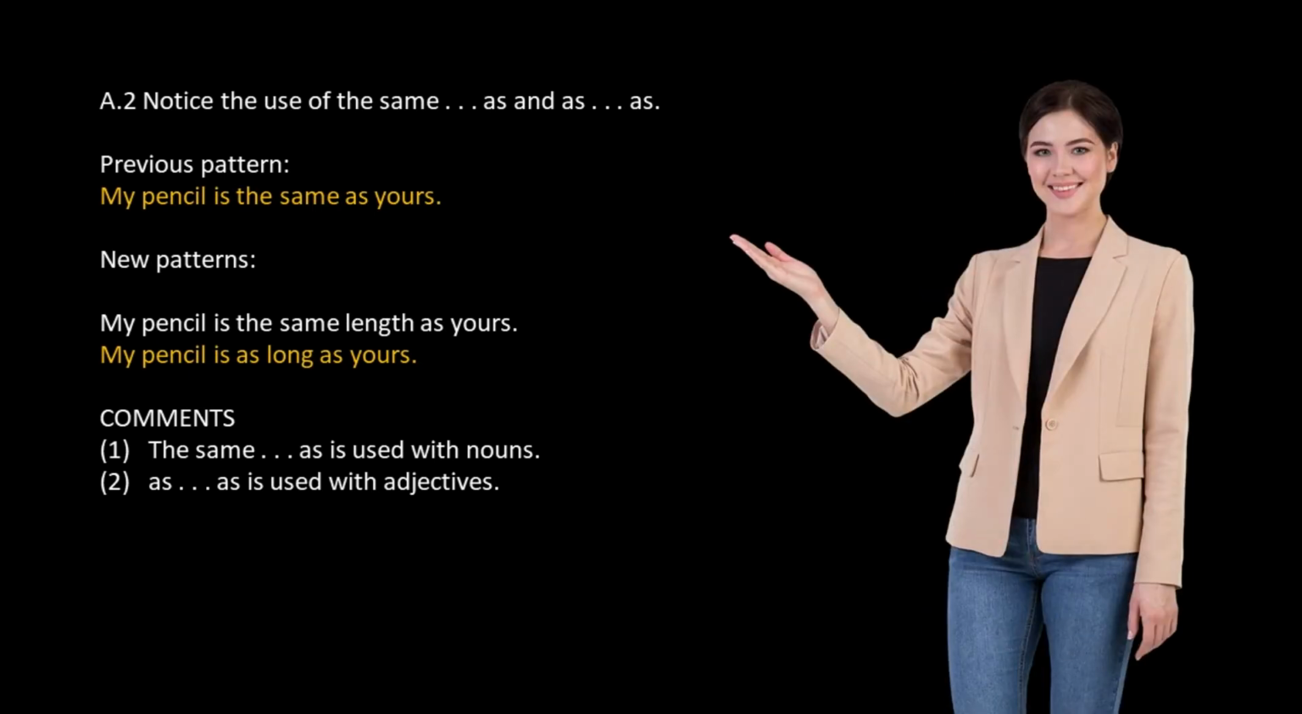Now, notice the use of the same as and as. Previous pattern: My pencil is the same as yours. New patterns: My pencil is the same length as yours. My pencil is as long as yours. Please take a note. The same as is used with nouns. As is used with adjectives. Do you see the differences? Good.